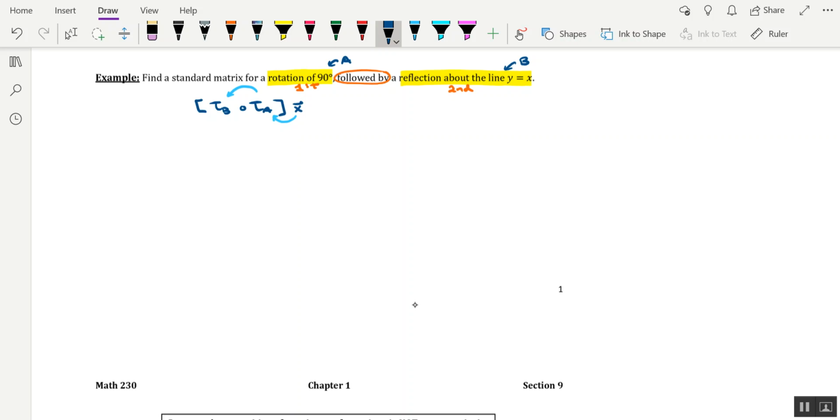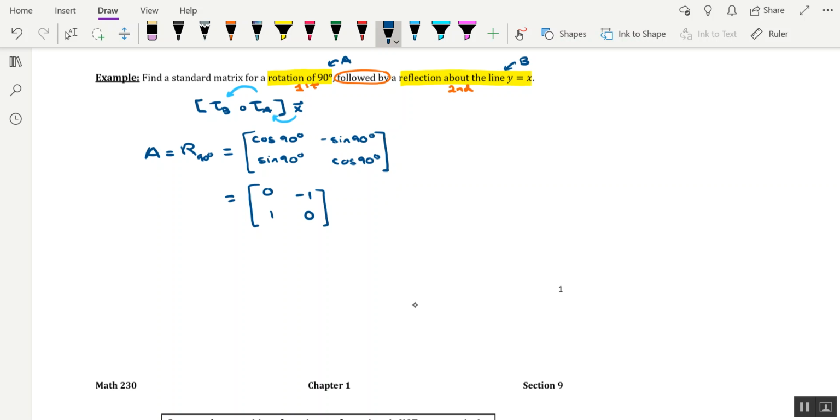So with that said, the matrix A, which is a rotation of 90 degrees, is going to use the rotation operator, capital R, sub 90 degrees. And you may recall the first column's entries go cosine theta, sine theta, so we want cosine of 90 degrees, sine of 90 degrees. And then the second column is going to be negative sine 90 degrees, cosine 90 degrees. Simplify each of the trig functions. Cosine of 90 is 0, sine of 90 is 1. Second column is going to be negative 1 and 0.